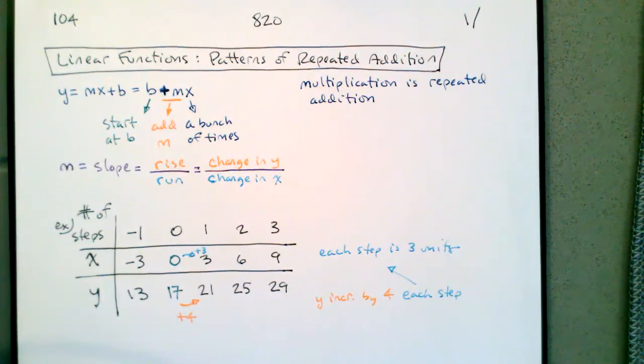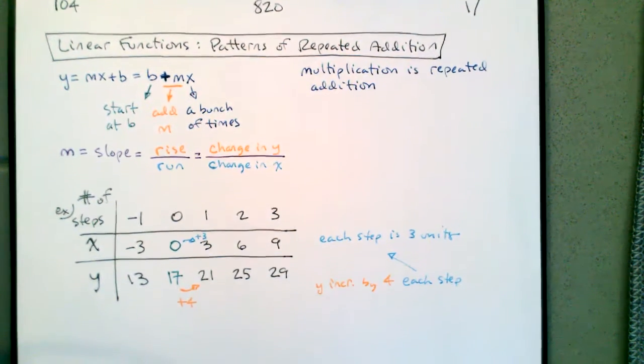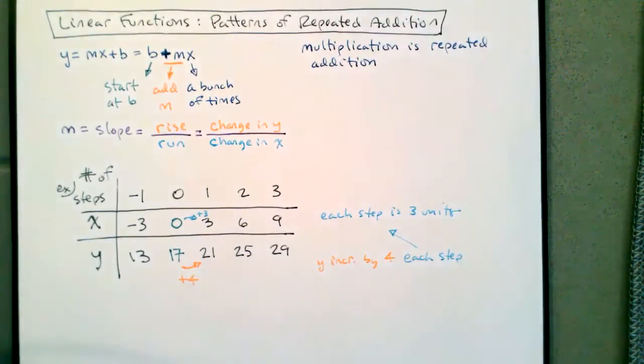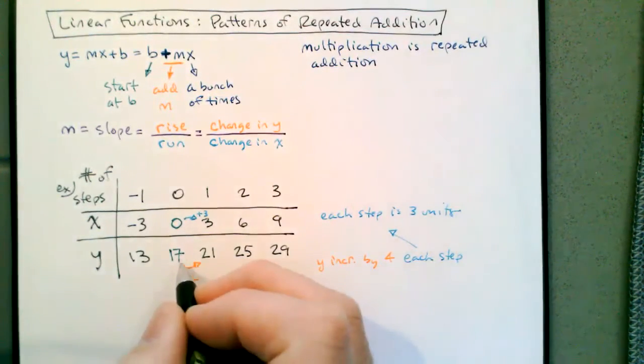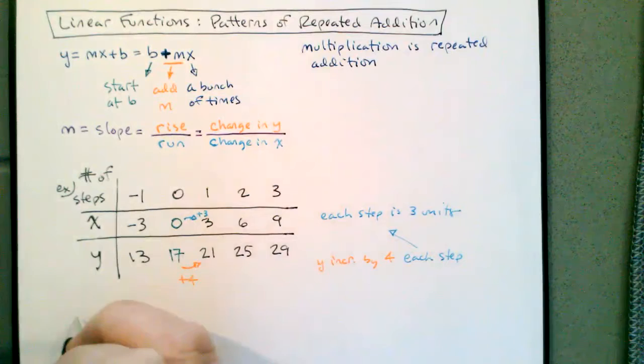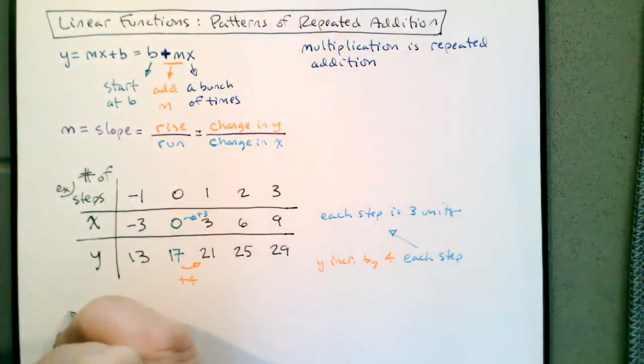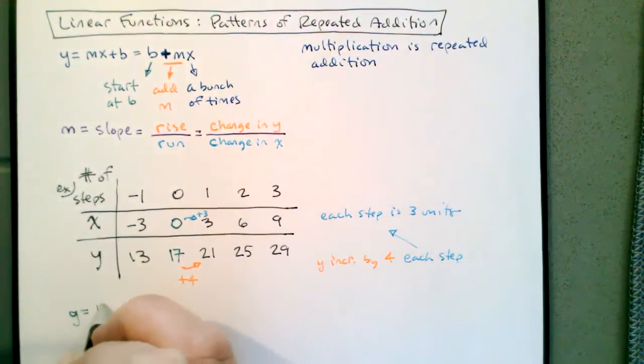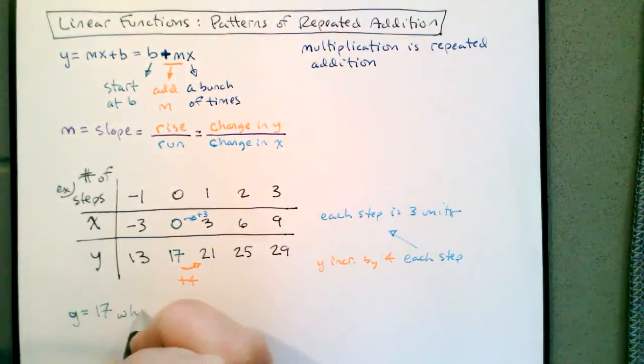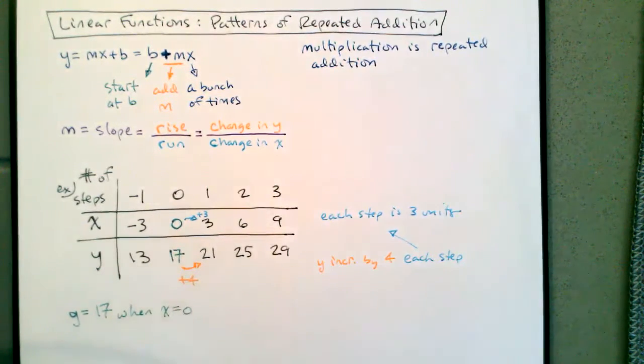Let's take a look at an example. So here we have a function. I got 3 lines in my table. The variables that are in play are x and y. We have x inputs and y outputs. And we can see from the x and y what's going on in this function. We can write a sentence to describe what's going on. We have an x equals 0, so we'll say that's our starting value. We'll say y is 17 when x is 0.